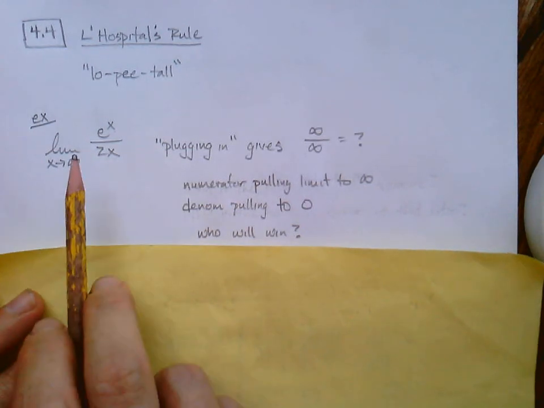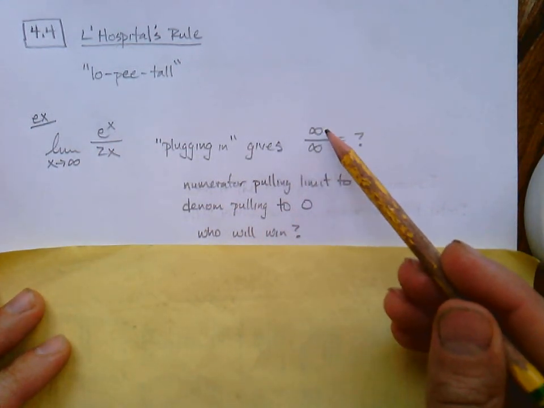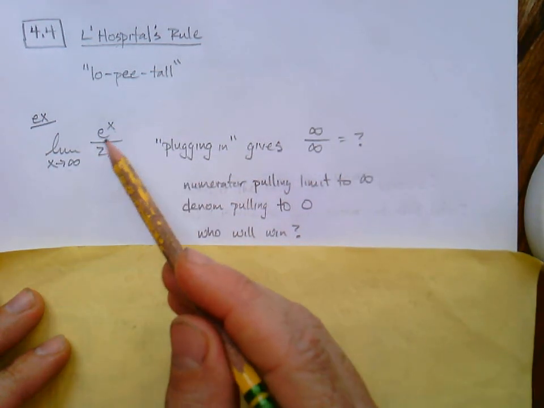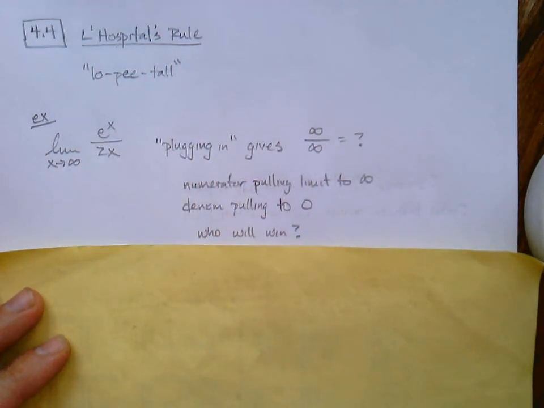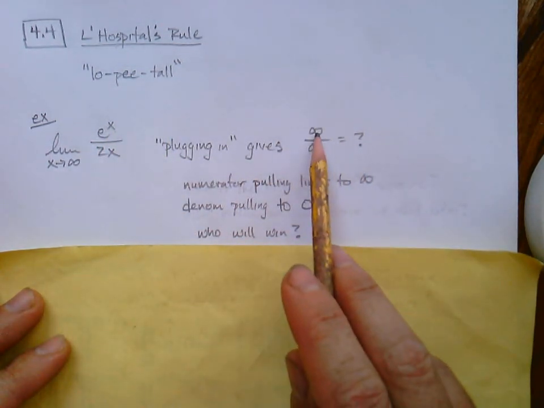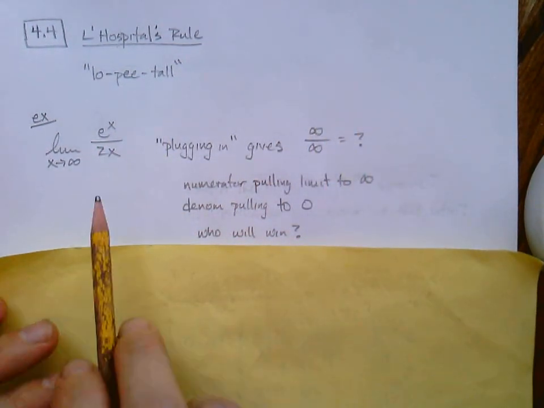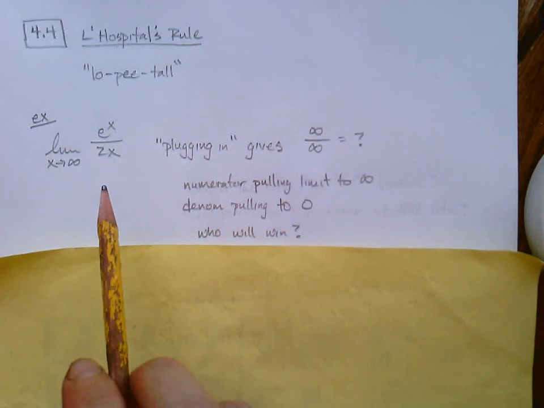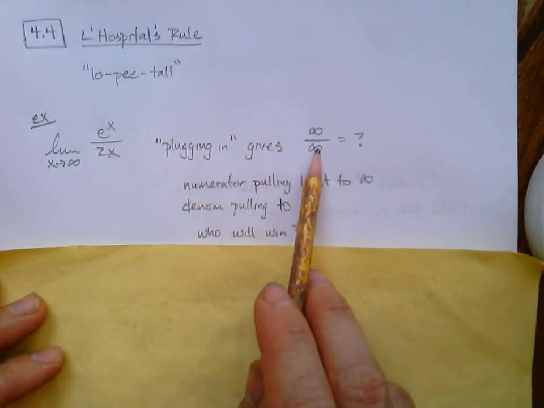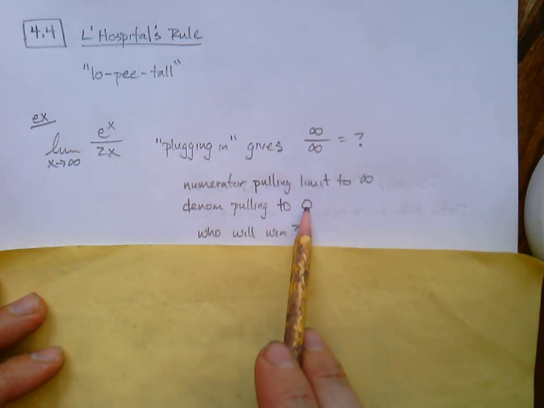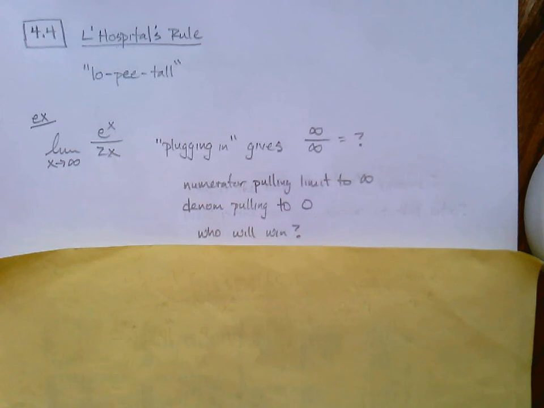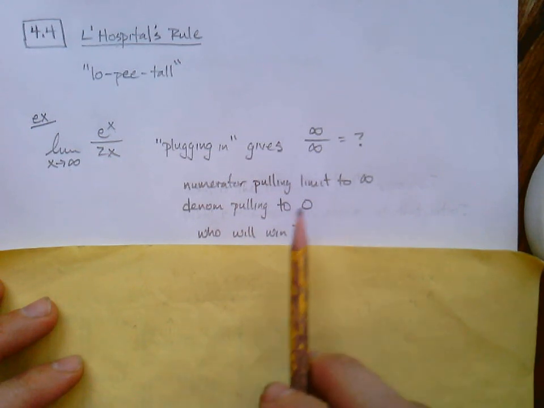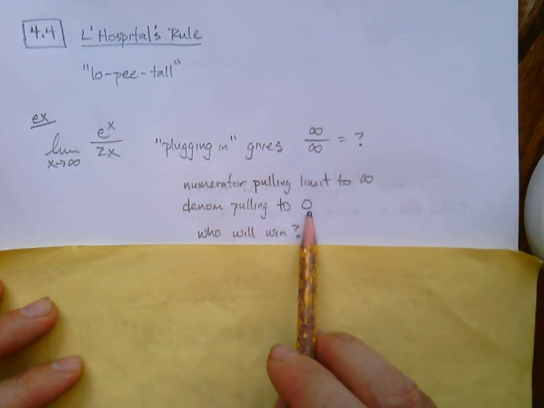The numerator, the e to the x, because it's in the numerator, is pulling the value of this limit to infinity. The denominator, though, is always doing the opposite, like the reciprocal. As the denominator gets bigger, that's actually pulling the whole thing to 0. We saw cases where we had a number divided by infinity. Well, if the denominator is getting bigger, then the whole thing is going towards 0. So the numerator is pulling it in one direction, the denominator is pulling it in the other direction. Who's going to win?